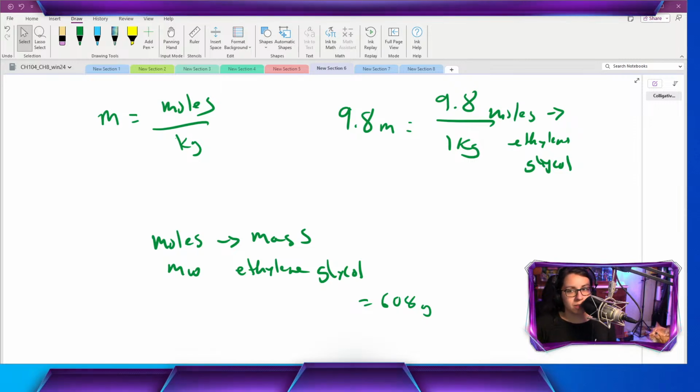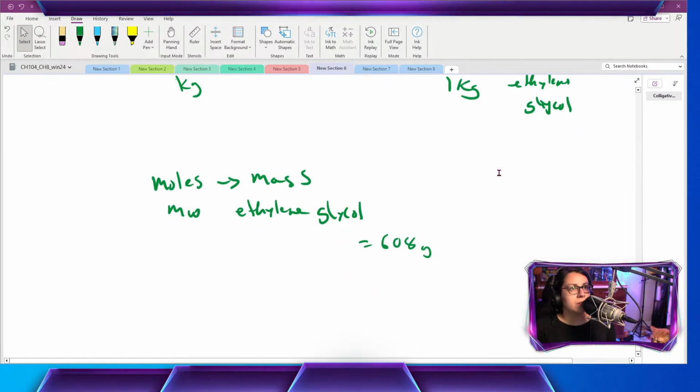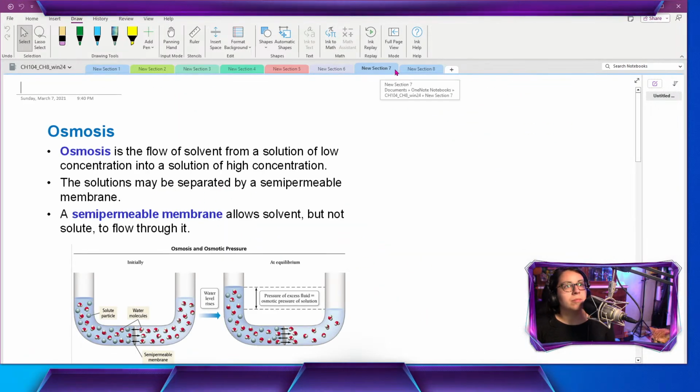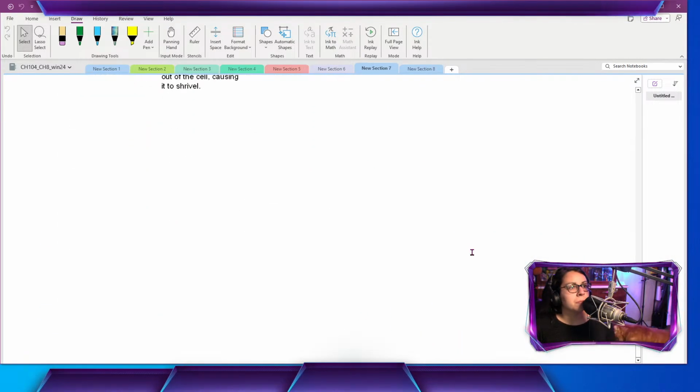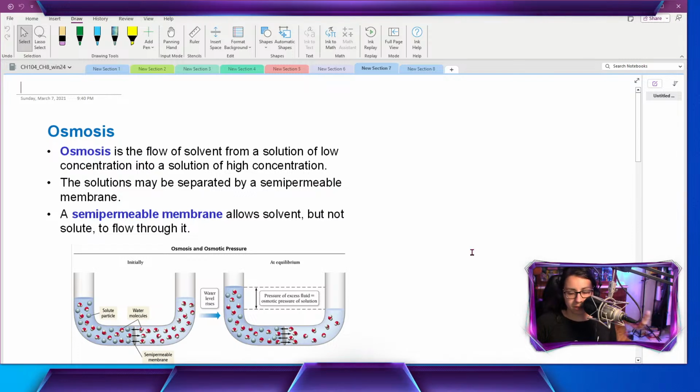Any questions about this one? All right, after we finish this, I think we should do a molarity stoichiometry problem. And so let's just finish up with the last of these colligative properties. And so osmosis is just defined as the flow of solvent from a solution of low concentration to a solution of high concentration.